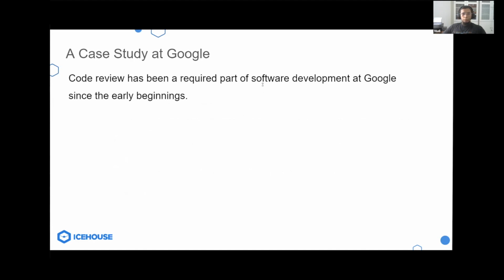Code review has been an important and required part of the software development process at Google since the company's early beginnings. It has become a core part of Google culture. The code review process and tooling have been improved over and over for more than a decade, and are applied by thousands of developers making thousands of source code changes each day from offices around the world.